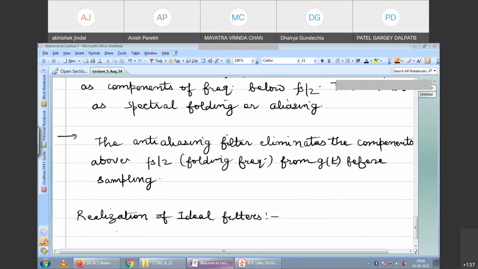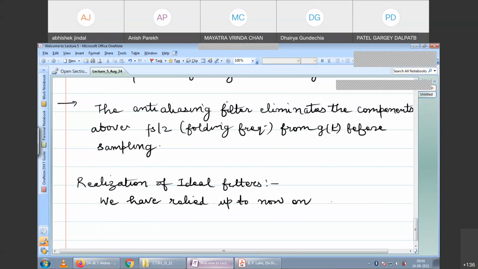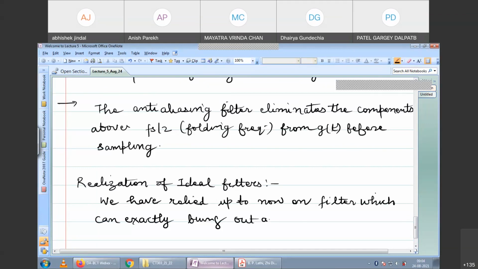So realization of ideal filters, what do we mean by it? See, we have relied up to now on filters which can exactly bring out a part of the spectrum.